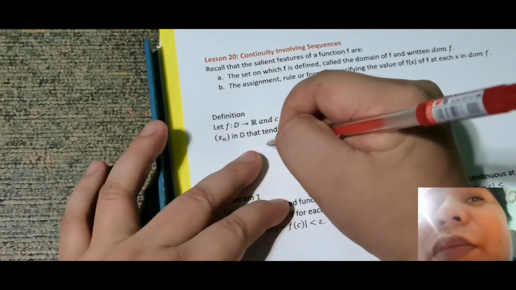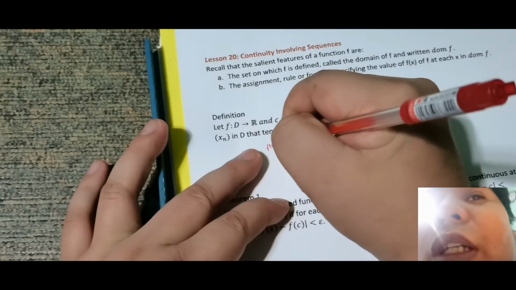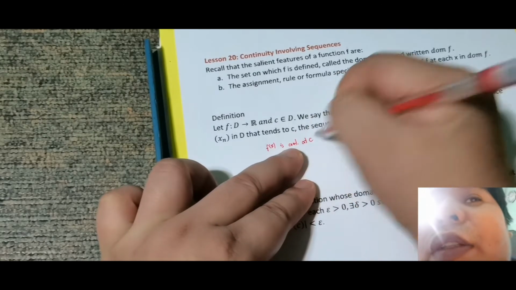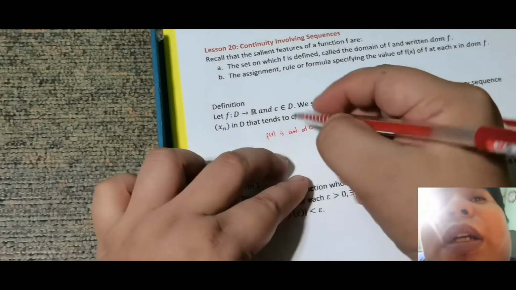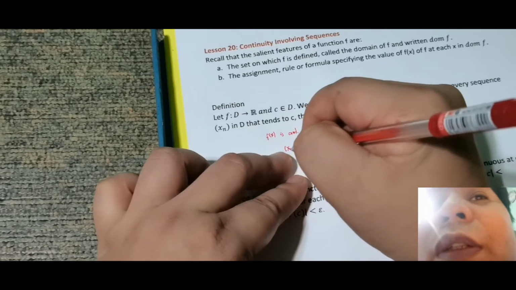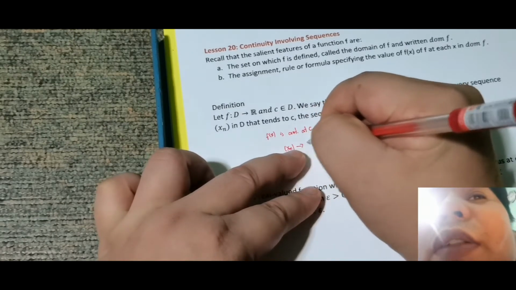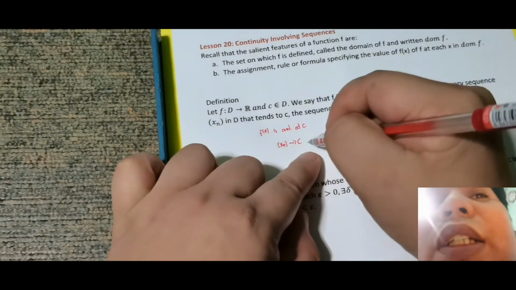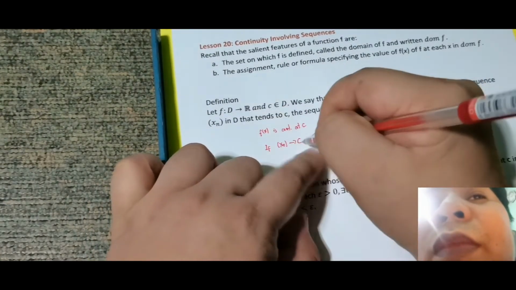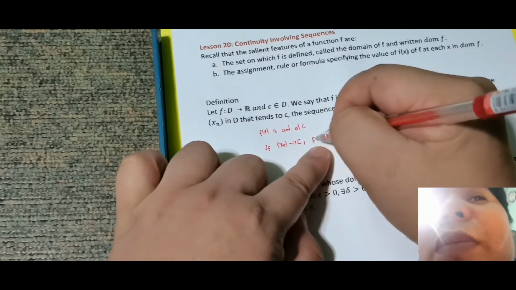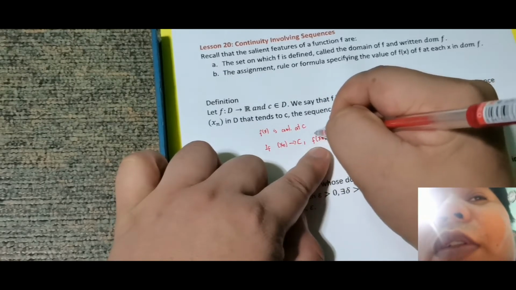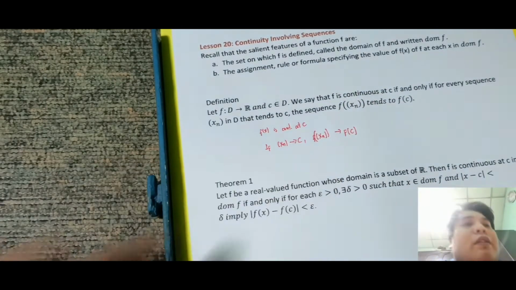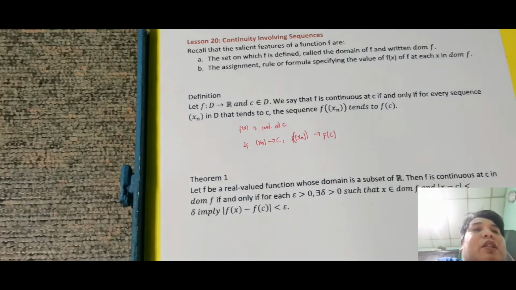Kunyari daw yung f, kunyari f of x is continuous at c. Kung continuous siya at c, may mag-exist na sequence, okay, na nagtatend sa c. Okay, sure yan. So, may nag-exist na sequence na nagtatend sa c. So, if then ibig sabihin yung f of x sub n, so dalawang ganyan talaga, implies f of c. Yan yung ibig sabihin ng definition yan.